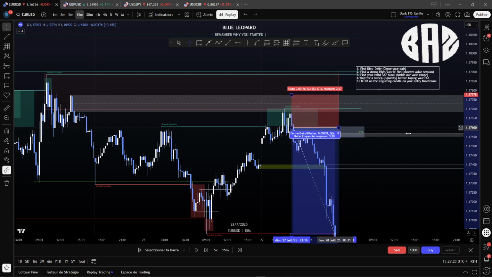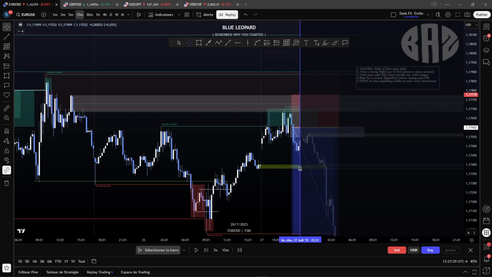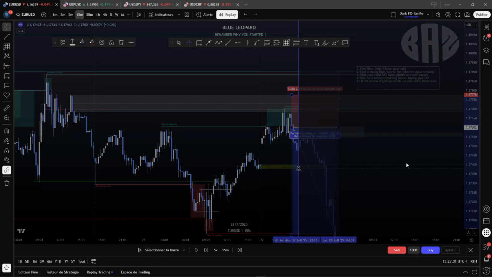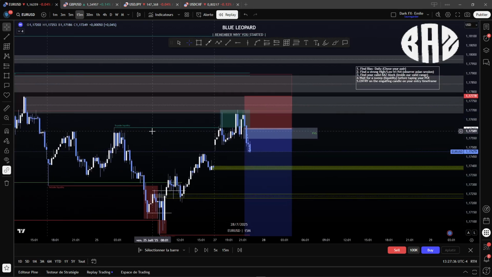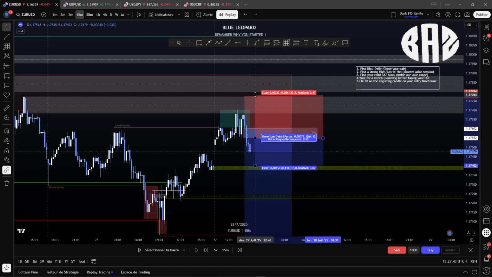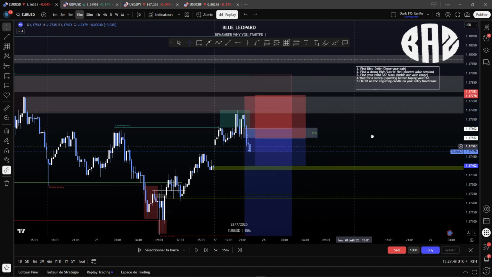But if you came late, and price was already, let me show you. If price was already here, engulfing occurred already, price was going, what would you do here? You will mark this imbalance, fair value gap, and then you can enter there. Maybe you will have less, but this is the safest way to enter.